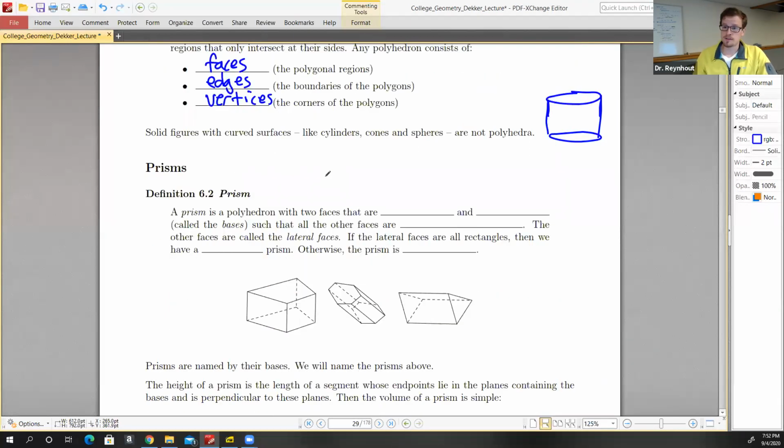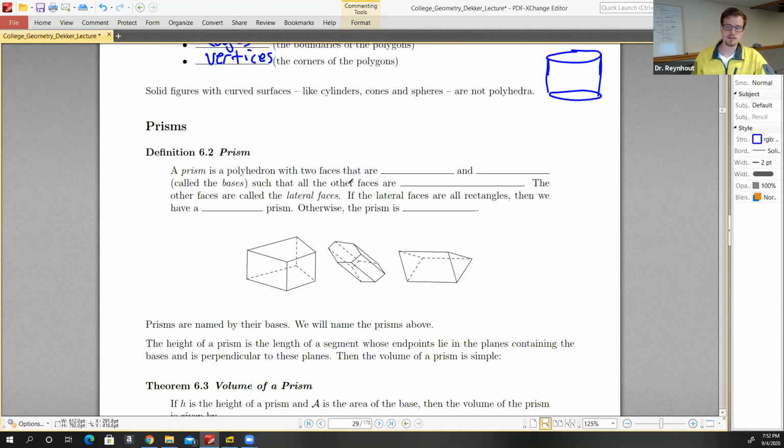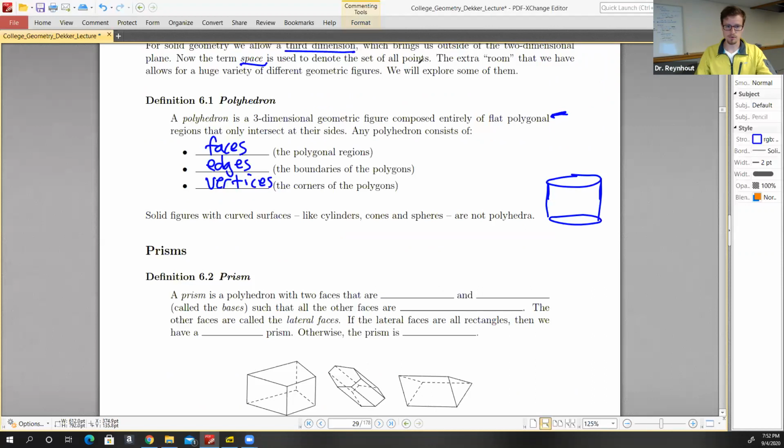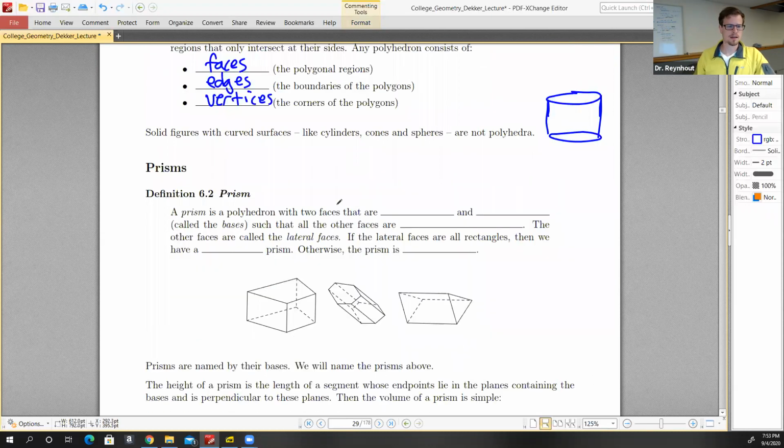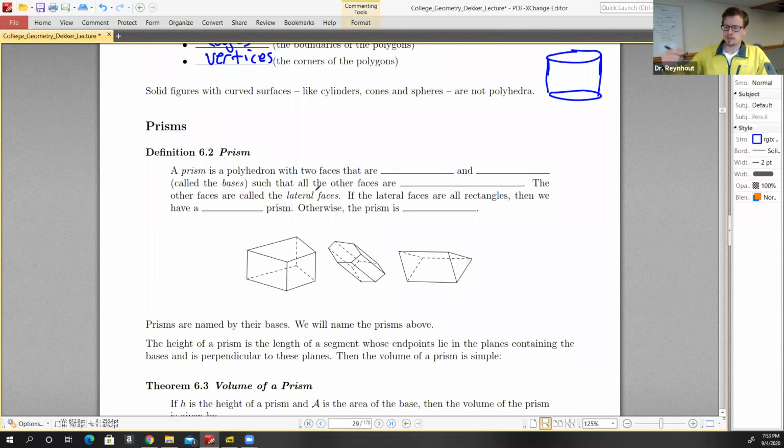So here are some various polyhedra that we'll consider. A polyhedron is any three-dimensional geometric figure that has these qualities. Okay, just faces, edges, vertices, where each face is a polygon. We can refine that a little bit and talk about different categories.